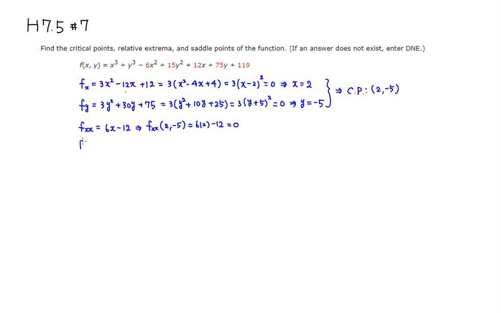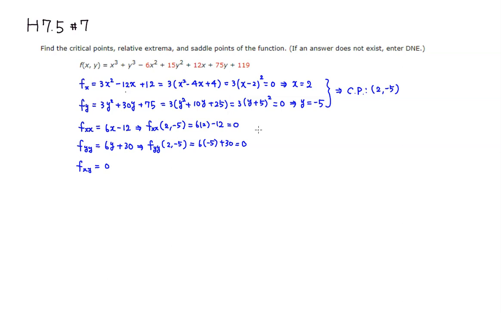Right? So let's find the second partial with respect to y. This is going to be 6y plus 30. Then you plug in 2 comma negative 5. So second partial with respect to y, plug in x equals 2, y equals negative 5. So it's 6 times negative 5 plus 30, which is equal to 0. How about the mixed partial? So x, y. The mixed partial is going to be obviously 0.